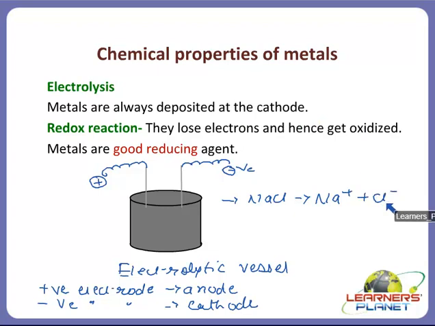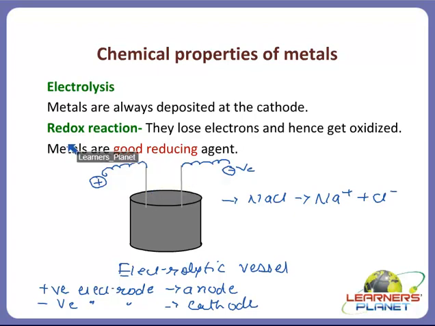What about the non-metal? Chlorine is a non-metal. Why? Because it is forming negative ions. Are you getting my point? So, as it is a non-metal, where will it be deposited? It will be deposited at anode. So, this is about electrolysis.